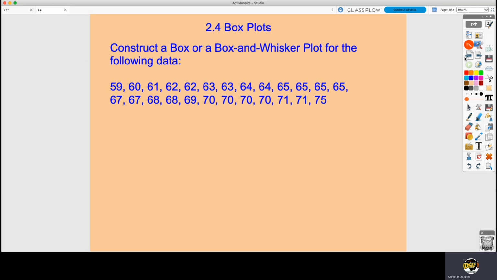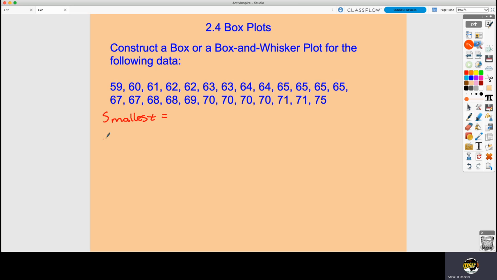All right, so anytime that you do a box and whisker plot, first of all, if you're going to do it manually, you have to put them in order from least to greatest. And then there are important things that we're going to have to find. For a box and whisker plot, we need 5 points. Those 5 points are your smallest number.